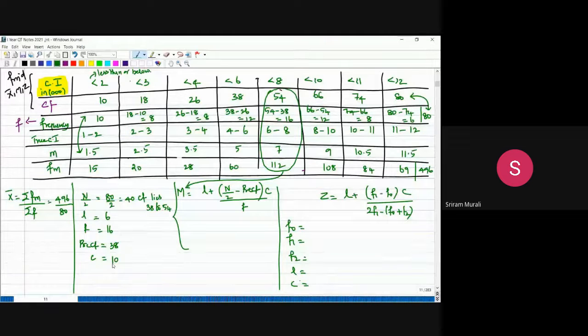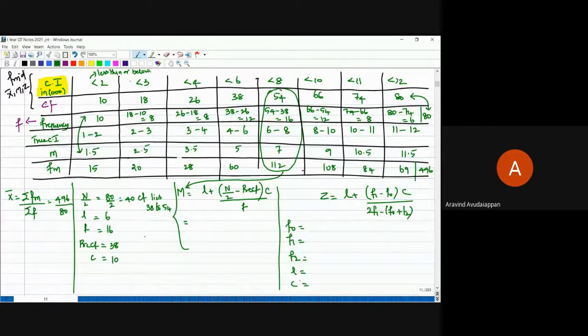When you substitute here, you should take it as 6000. Why is it 6,000? Otherwise, multiply the answer with 1,000. Do you understand?